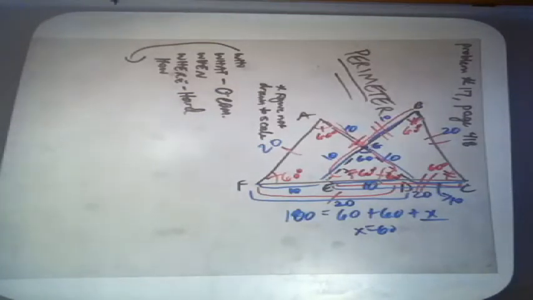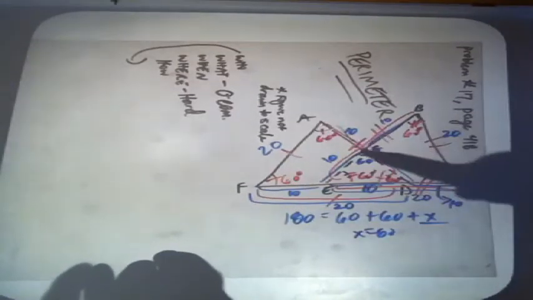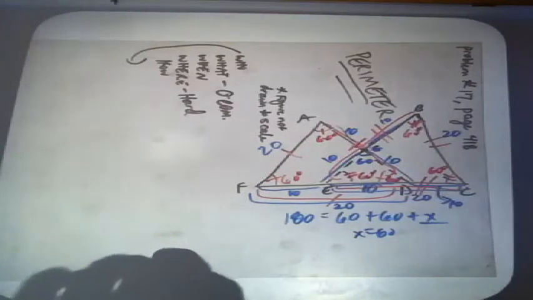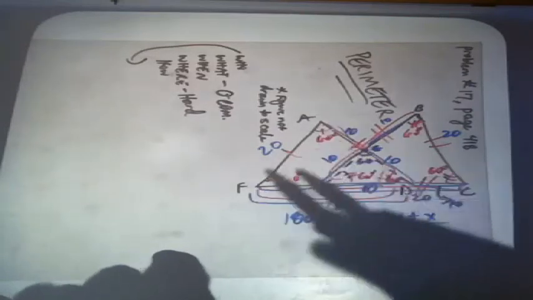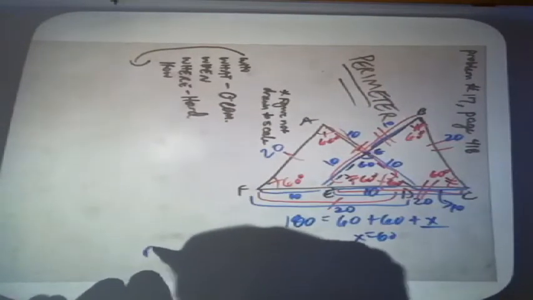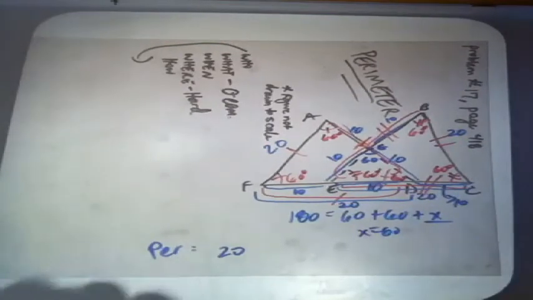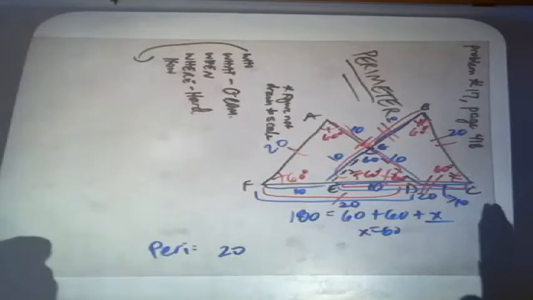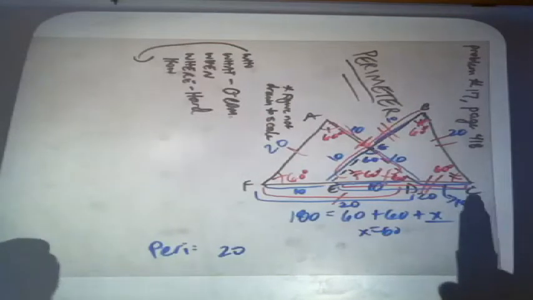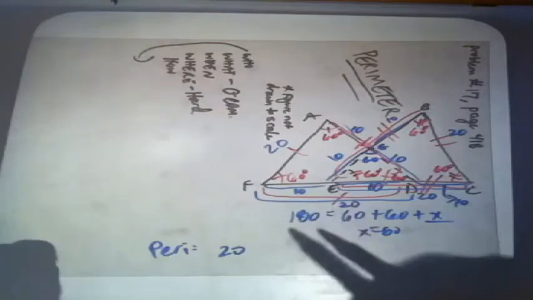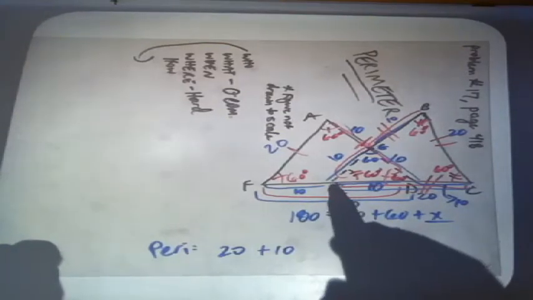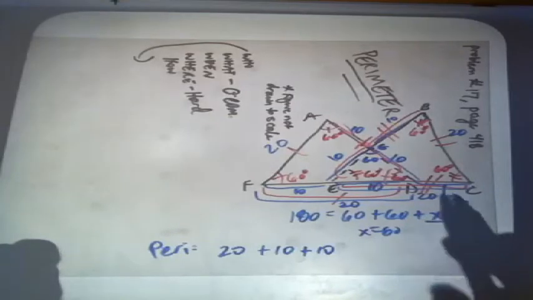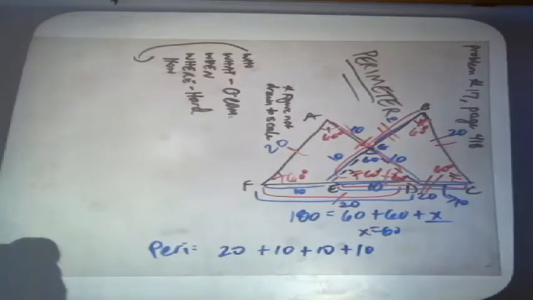All right, and now we have everything labeled that we need in order to find the perimeter. And remember, we're looking for the perimeter of this outside portion here. All right, so the perimeter is just going to be equal to AF, which is 20. Perimeter, I'm going to shorthand it to peri. I like peri. All right, so the perimeter is going to be AF, which is 20, plus FC. Now let's make sure we get this right. FC is comprised of FE, which is 10, plus ED, which is 10, plus DC, which is 10. It's easy to mess that up. So that's where labeling is important.